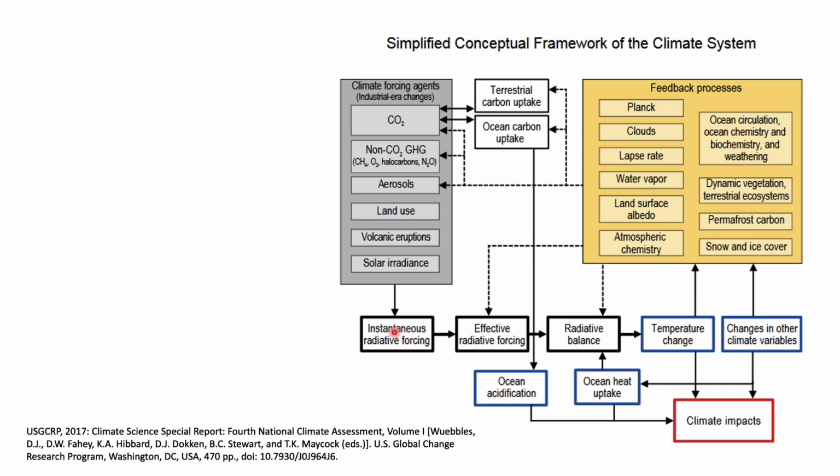These radiative forcings are based on various chemical reactions that are occurring, and also the release of carbon dioxide, non-carbon dioxide greenhouse gases, aerosols, land use, volcanic eruption, solar irradiation. All these things are called climate forcing agents. And we will be looking at many of the climate forcing agents in the later part of this course. And there is also ocean acidification, and ocean acidification also affects the climate.